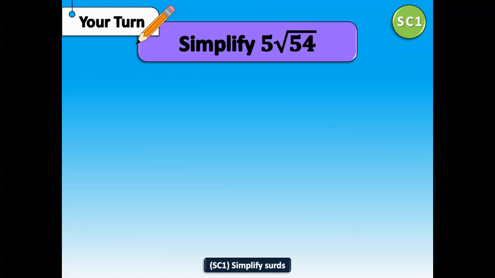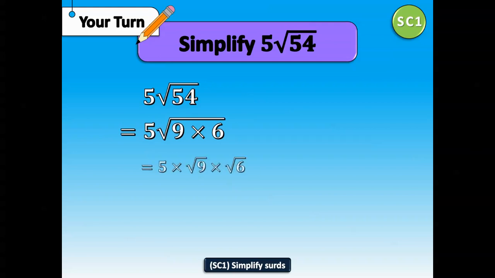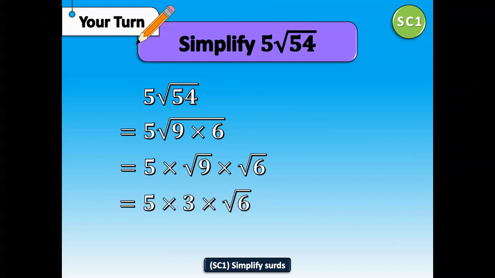So in this question, we want to simplify 5 root 54. So root 54 can be rewritten as root 9 times 6, which we can rewrite as 5 times root 9 times root 6. The square root of 9 is 3, so that's 5 times 3 times root 6, and 5 times 3 is 15. So we can simplify it to 15 root 6.